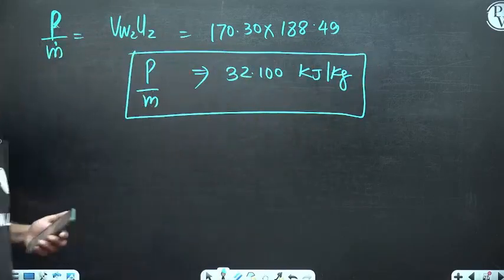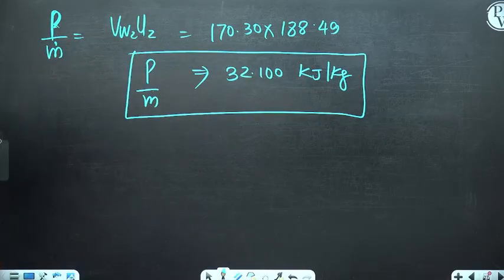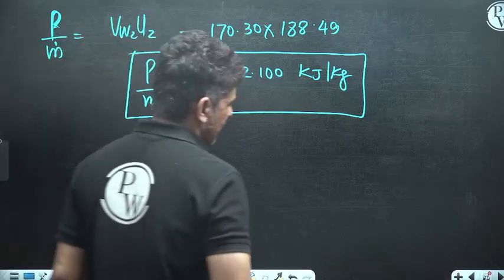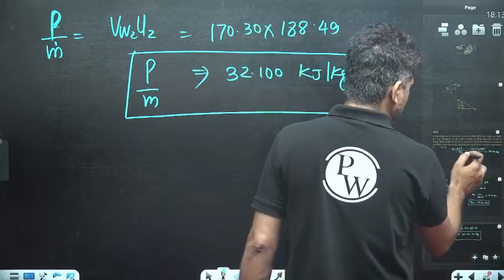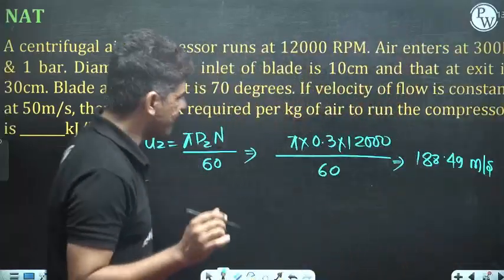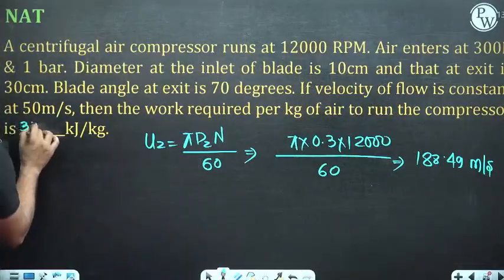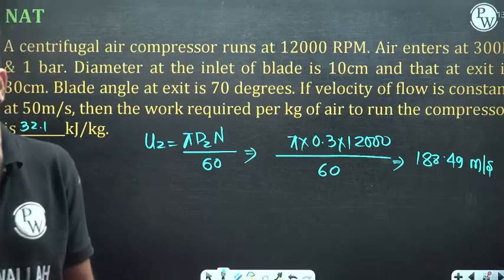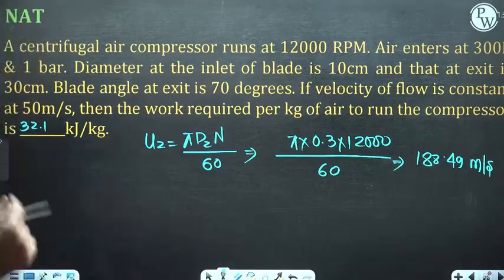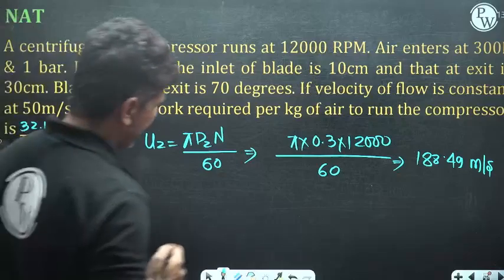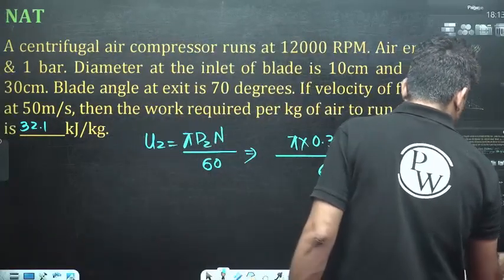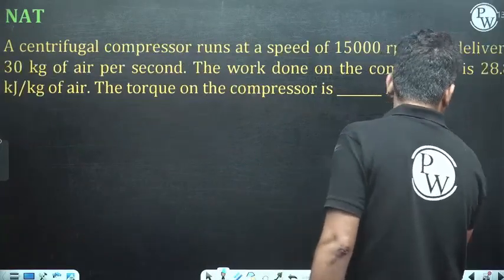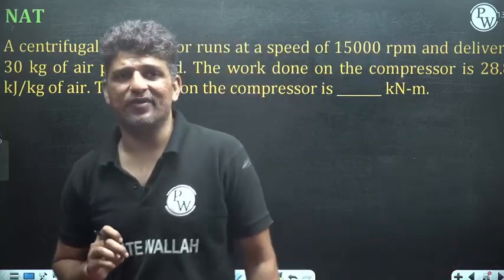Power required per kg of mass flow is 32.100. I hope everybody might have got it. Yes or no? Okay, so this was again a very easy question. So 32.1. Is it clear? Okay, very good. So if this is clear, then let's go to the next question. Again, guys, last two questions were very easy.